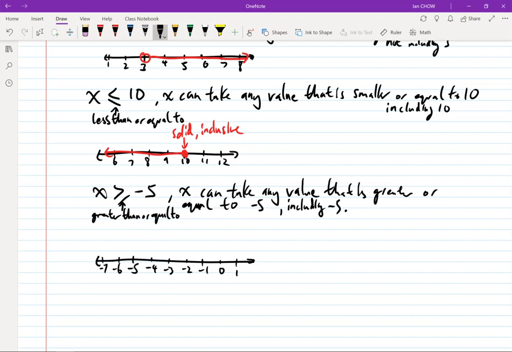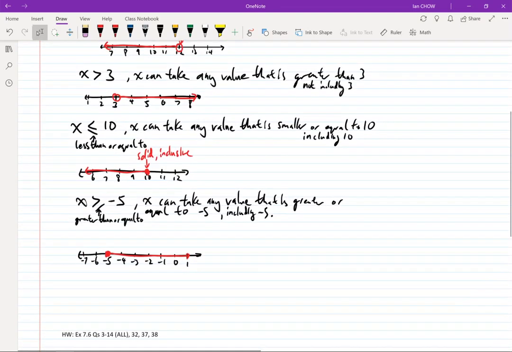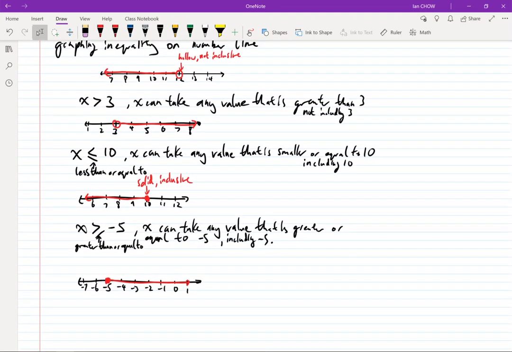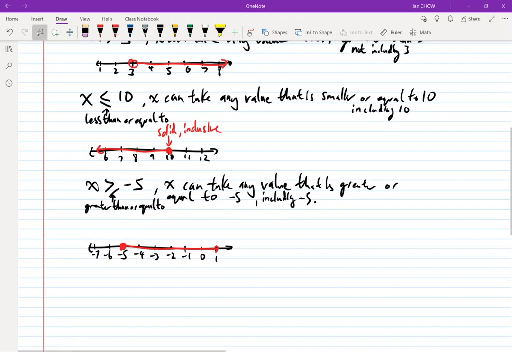And so this is inclusive. And so I'm going to draw a solid dot right on top of the negative 5, and then I'm going to draw an arrow that goes to the right, which means that our x can take any value that is bigger than negative 5. So these are what we call inequalities. Now, before we go to the homework, I'm not going to give you your homework yet. Let me just continue on with adding and subtracting in inequalities.